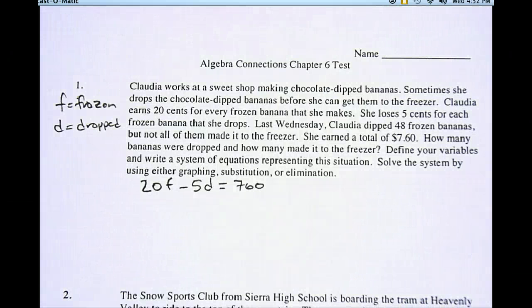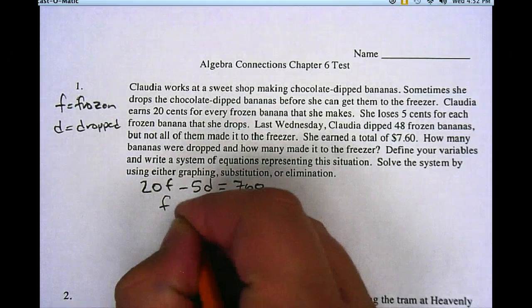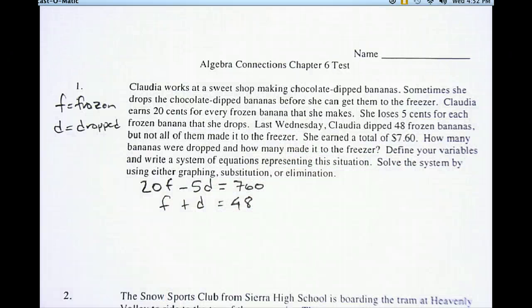The other equation I'm going to get from the second part. And it says last Wednesday, Claudia dipped 47 frozen bananas, but not all of them made it to the freezer. So I know that the number of dropped and frozen bananas was equal to 48. So the frozen bananas plus the dropped bananas has to equal 48. And those are my two equations in the system of equations.